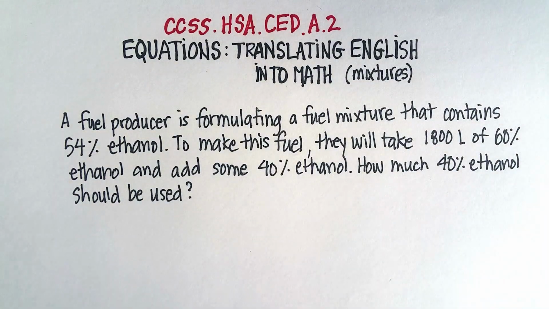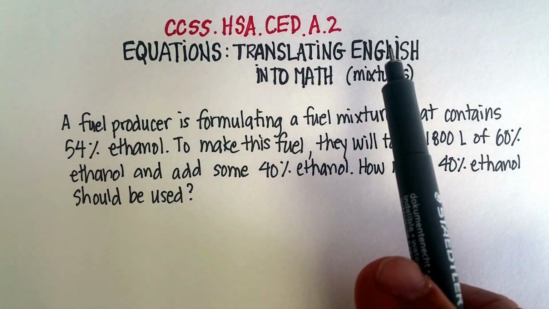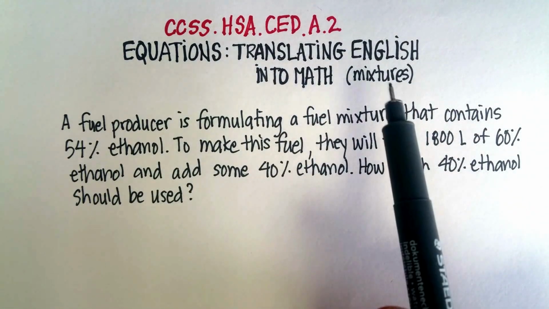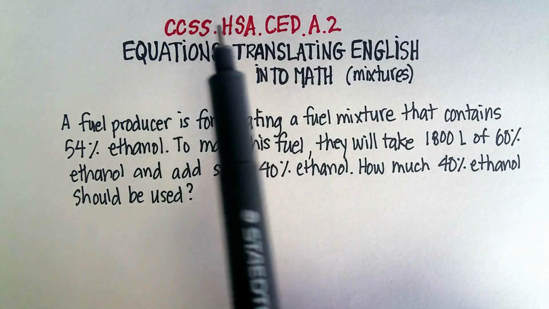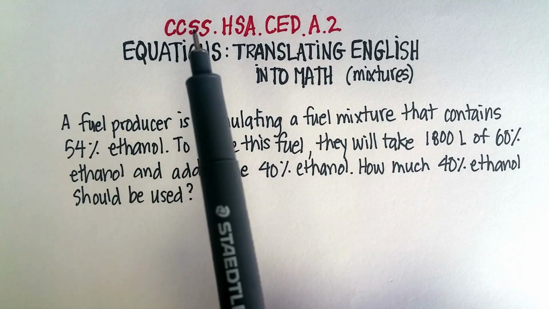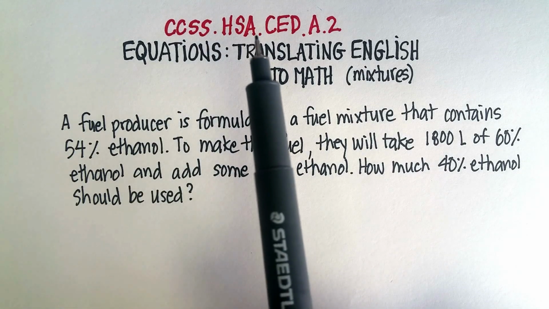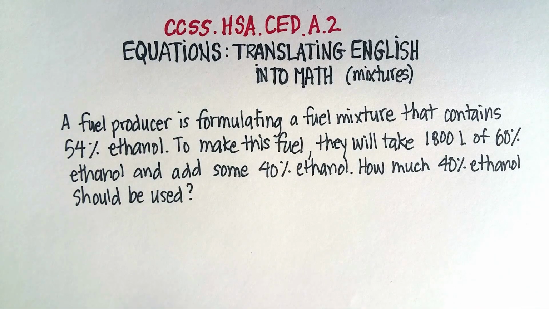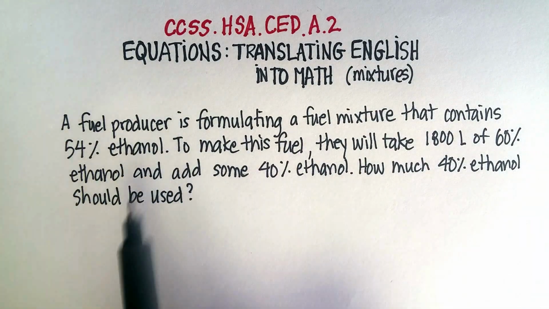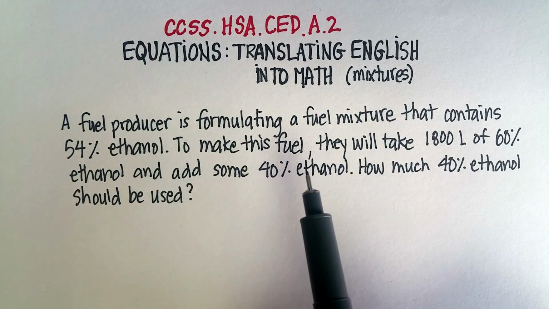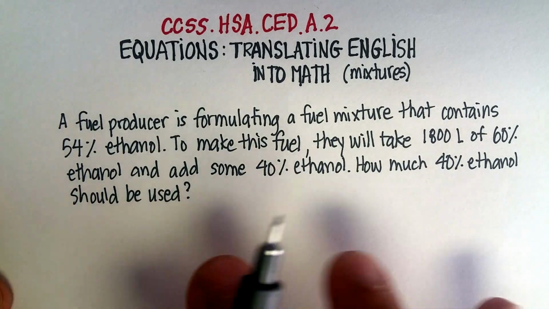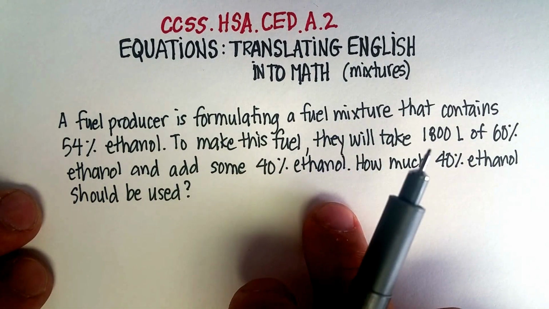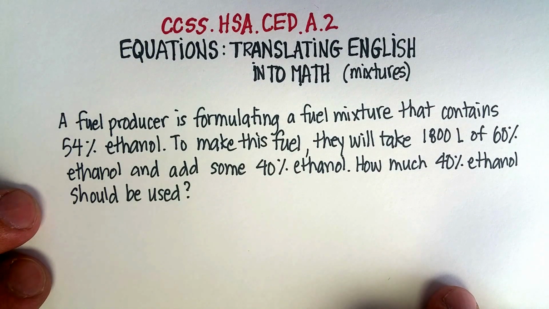So in this video, I'm going to talk about how to translate English phrases into math, and specifically we're going to talk about problems that are called mixtures. And this is basically in accord with the Common Core for high school algebra, creating equations standard A2. So here's the situation. We're going to take this scenario right here, and we're going to translate this into mathematics so that we can actually try to solve it. Now, the purpose in this particular video is not to solve this, but to translate it correctly, okay? So let's see what we can do.